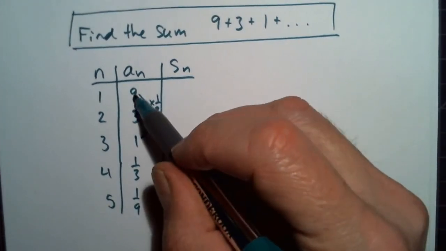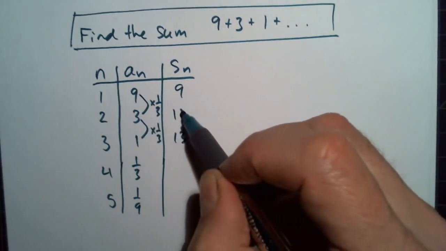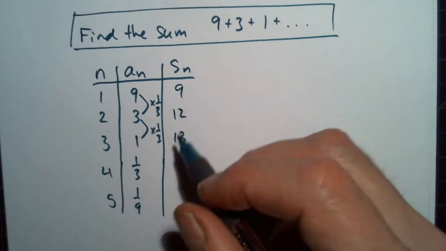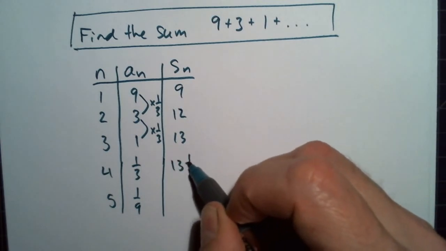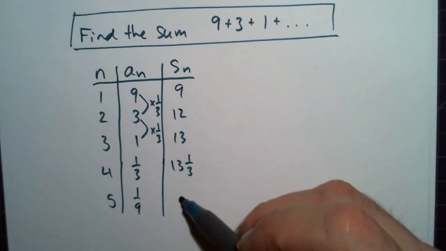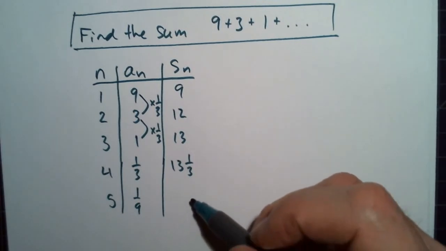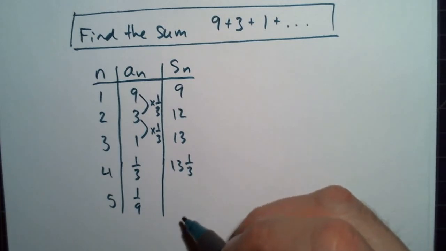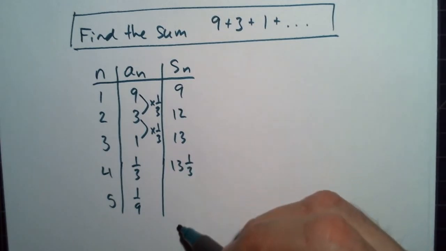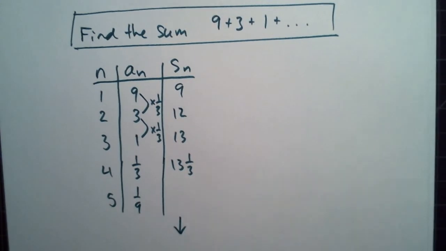And the partial sums, the first partial sum is 9, 12, 13. These are going up by a smaller and smaller amount, 9, 12, 13, 13 and 1/3, and then we're still in the 13s here, and it turns out that if we continued this, we would see that we are approaching 13.5.